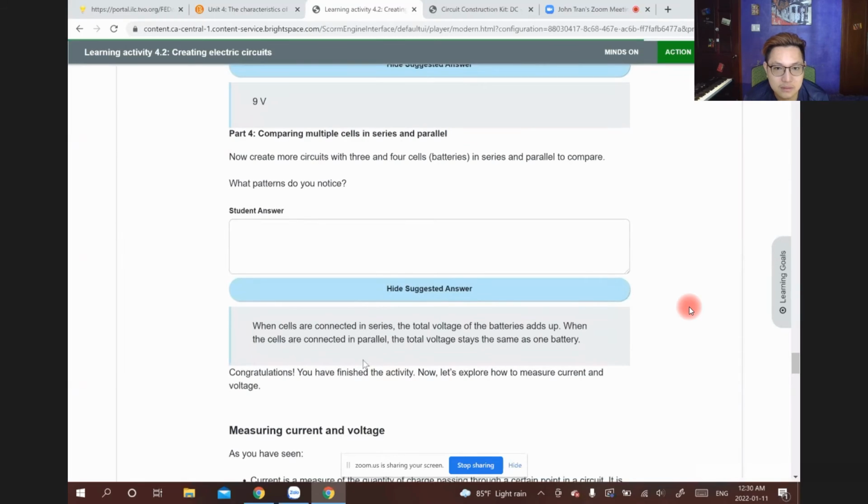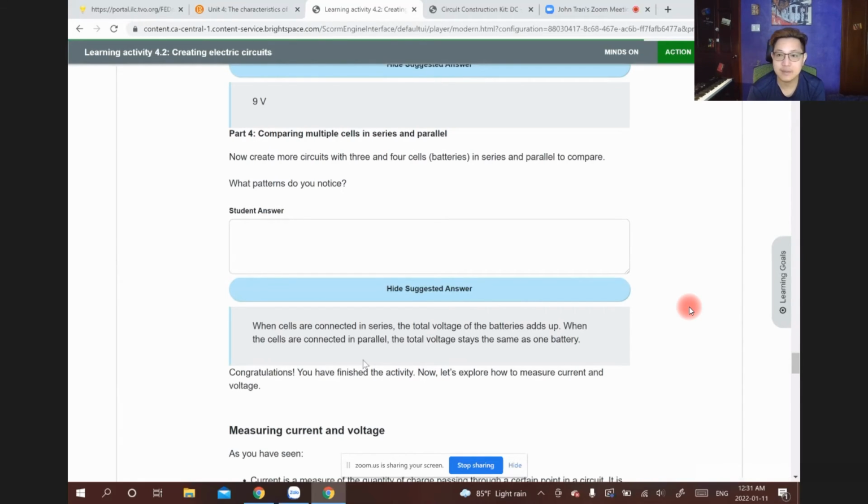When cells are connected in series, the total voltage of the batteries adds up. When the cells are connected in parallel, the total voltage stays the same as one battery. When connected in series, of course, the batteries just add up, plus plus plus each other. So the total voltage of the batteries adds up.